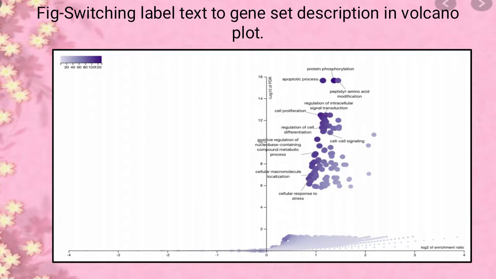This figure is showing the switching of the label text to gene set description in the volcano plot. The labels of enriched sites are positioned automatically by a force field algorithm, and the darker shade is representing the FDR less than or equal to the value 0.05, and lighter shades are for FDR greater than 0.05.